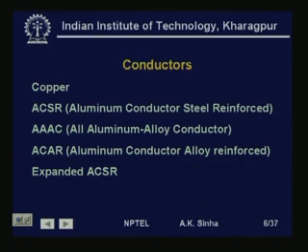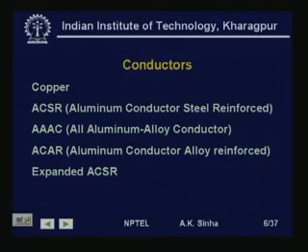Other types of conductors which are not so much in use are all aluminum alloy conductors. Here again, aluminum alloy is used because it gives you a higher strength to weight ratio, that is, it provides higher strength for the same weight as compared to all aluminum conductor. So, this is also used sometimes, but it is somewhat more expensive. Other types are ACAR, that is aluminum conductor alloy reinforced. Now, this is again the same thing. Instead of steel reinforcement, we have aluminum alloy reinforcement provided.